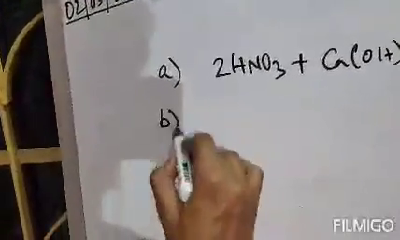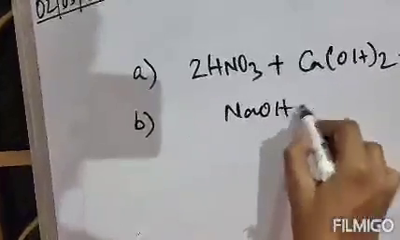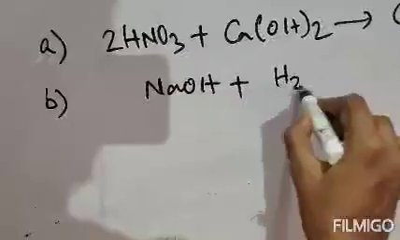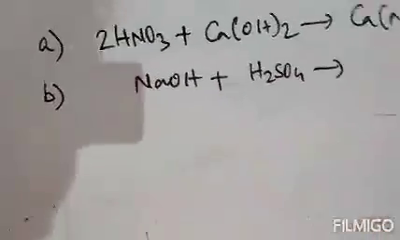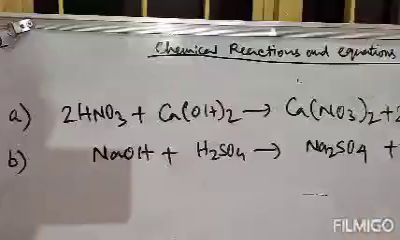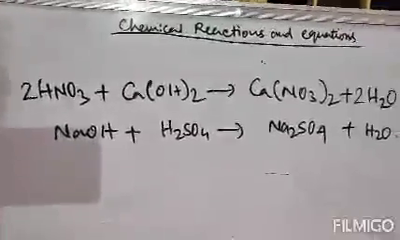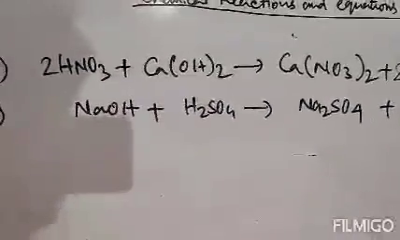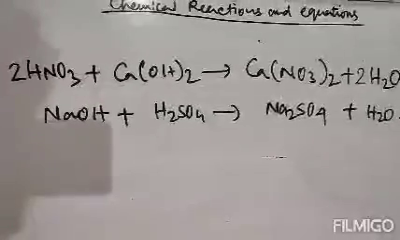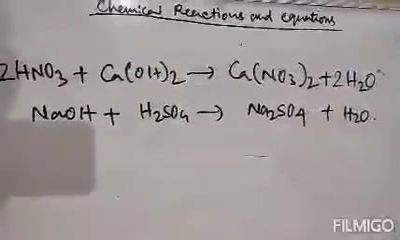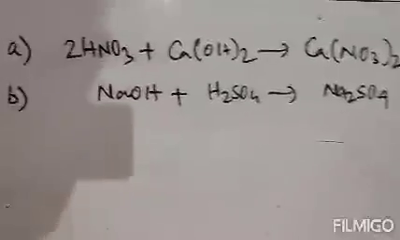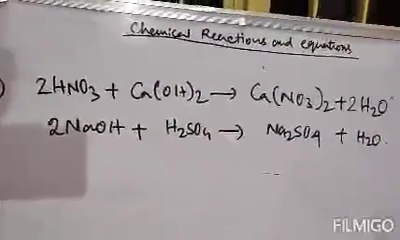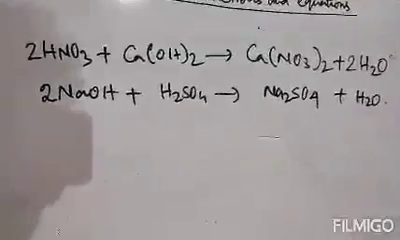Let's take another example. Suppose here is NaOH, that is sodium hydroxide, and H2SO4, sulfuric acid. The product is Na2SO4 plus H2O. Now count the number of reactant molecules. On the left hand side there is 1 Na, and on the right hand side there are 2 Na. So to equalize Na we have to write 2. Therefore here also there are 2 Na, and on the right hand side also 2 Na.